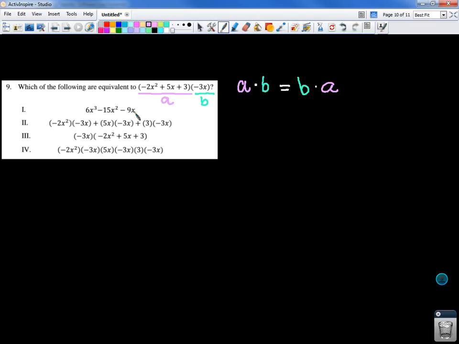This doesn't look quite like it. They all have a negative 3x in common, so I think they might have used the distributive property. Okay, and then on this one, we have B first times A. So here's B first, and then times A. So that one's going to be equivalent, because instead of A times B, it's just B times A.